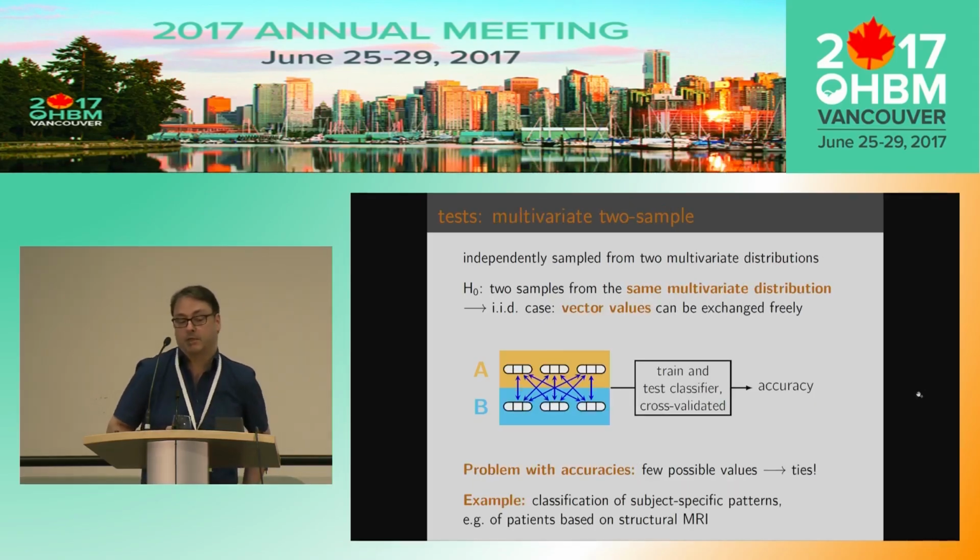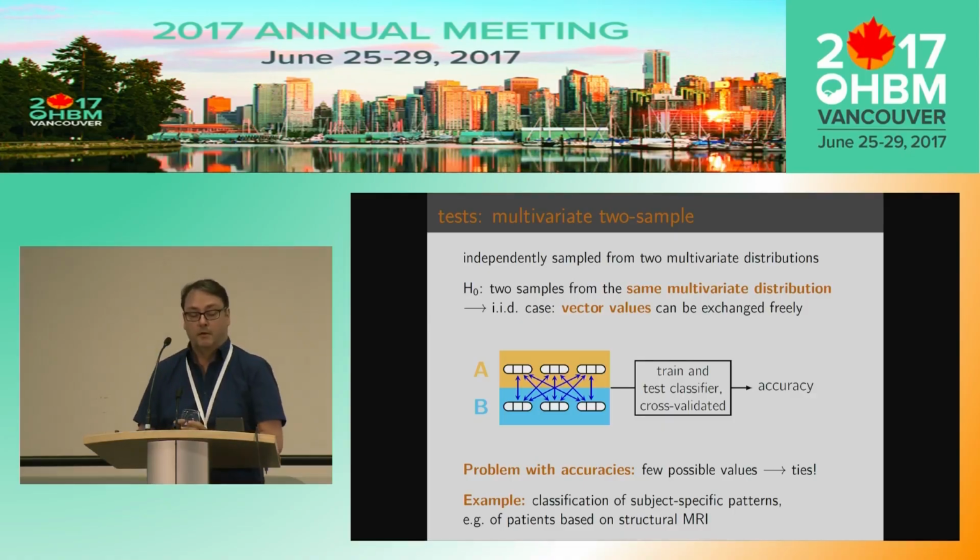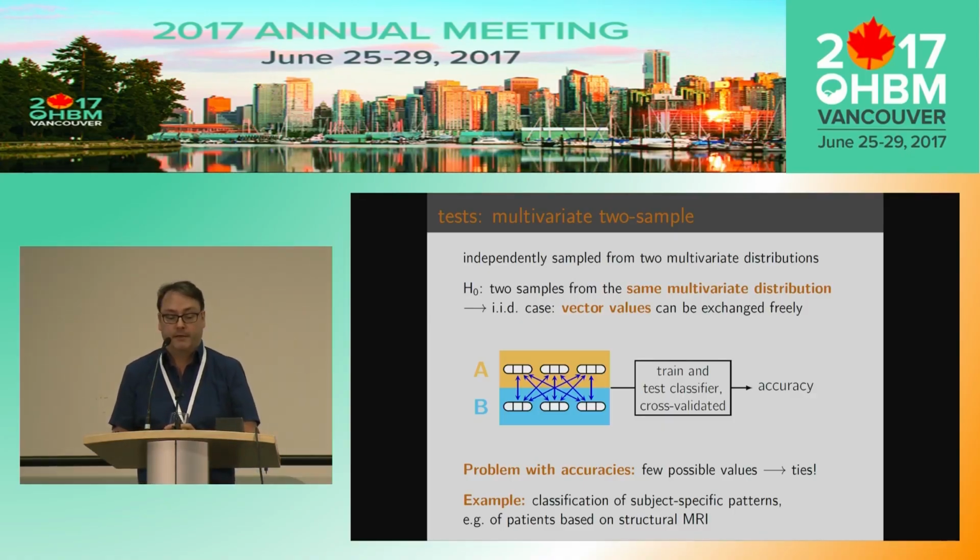Now, multivariate, finally multivariate. We assume that we now have multivariate values. We have vector values indicated by these small arrays. But we still assume that they're independently sampled from two multivariate distributions, and our null hypothesis is that the two samples come from the same multivariate distribution. Again, we have the IID case. Again, we can exchange freely, but what we are exchanging now are vector values. We never just exchange one component of one vector with another component of another vector, but we exchange whole vectors because this is exchangeability given by our null hypothesis. Again, we have, in this case, two samples with three values each. We have 20 different permutations.